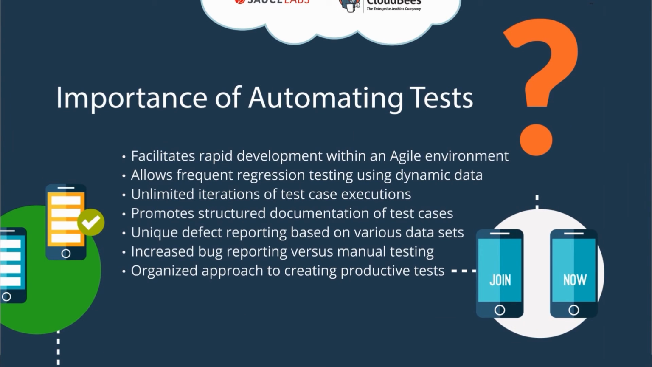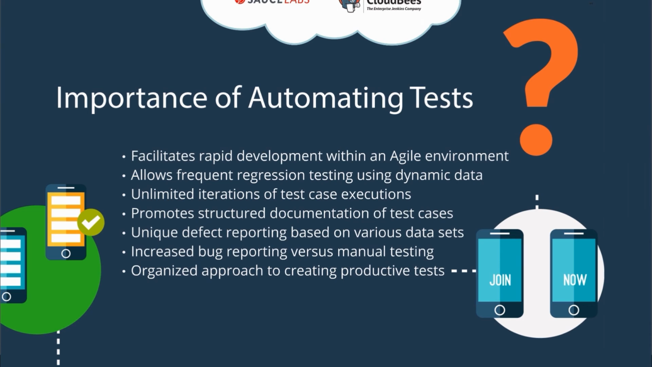With all these different components, it raises the question of what's the importance of automating tests. When managing large projects, speed is drastically improved with automating tests over manually testing them, allowing development to flow much smoother for a project using the Agile methodology. This allows you to run regression tests using different data.